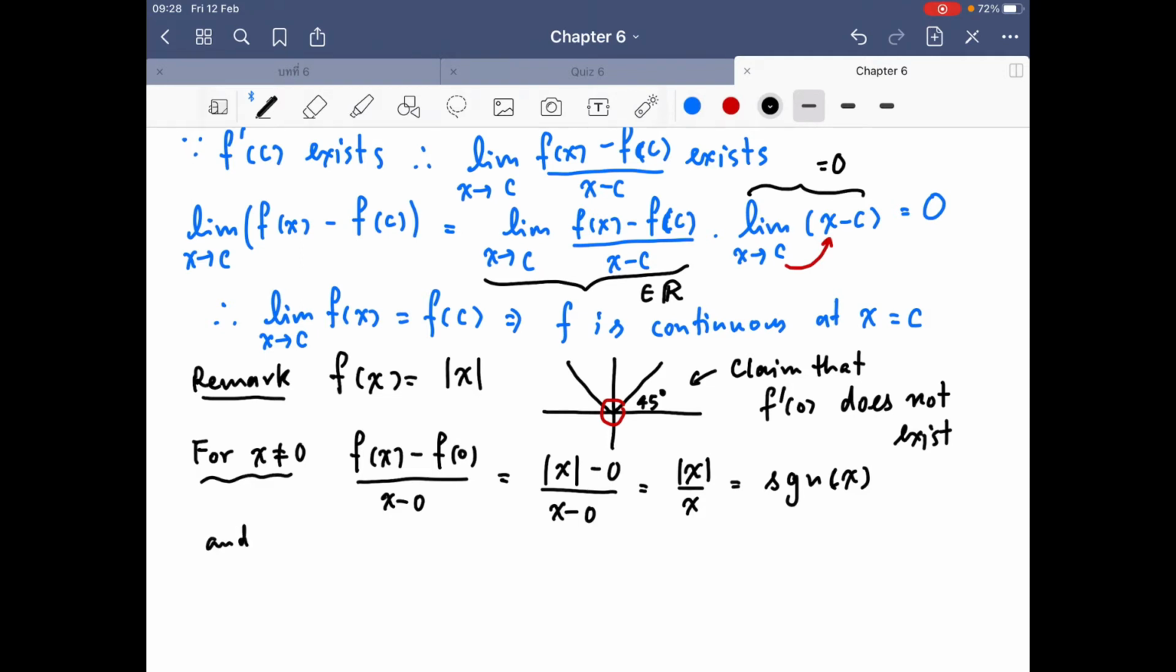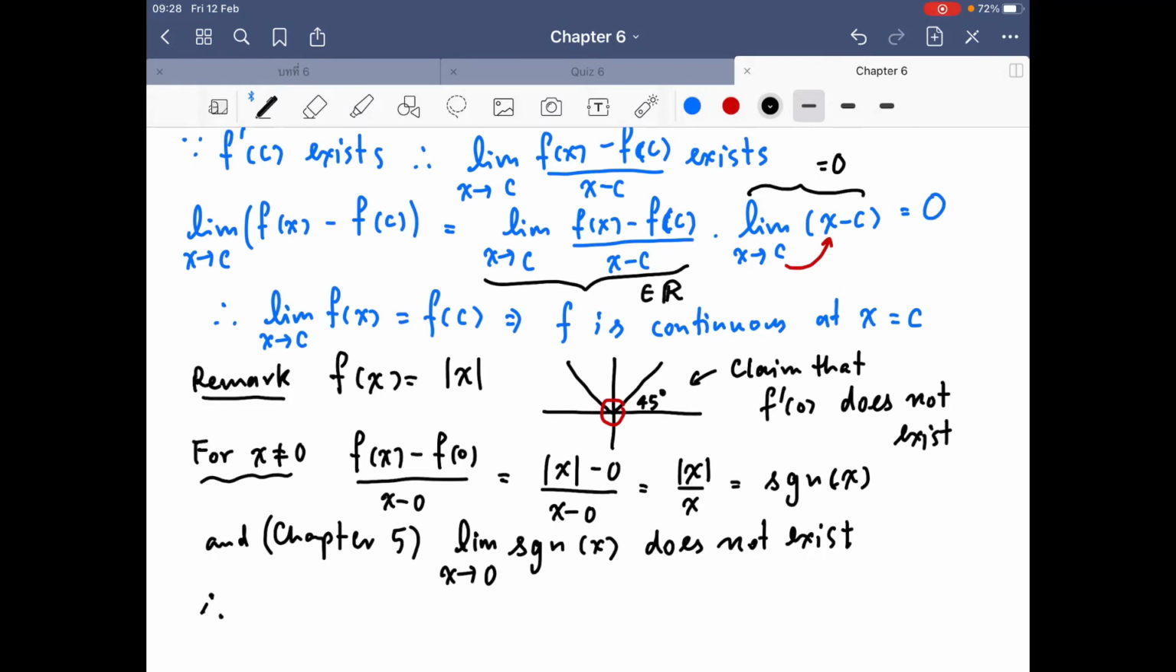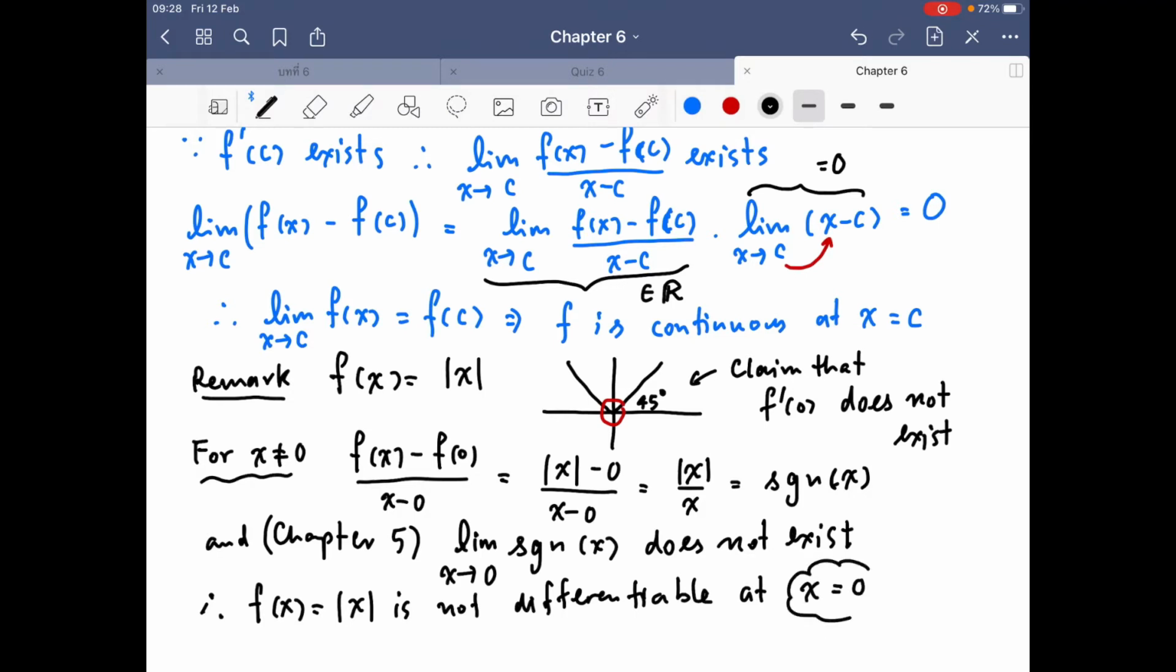And from chapter 5, we know that the limit as x goes to 0 of the signum function does not exist, right? So it means that the absolute value is not differentiable at this particular point.